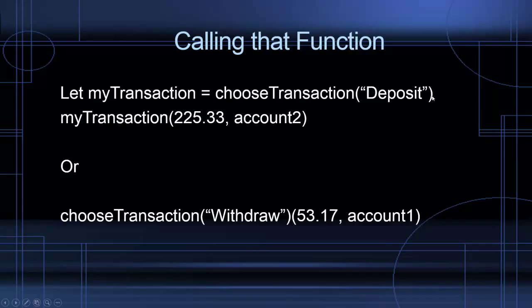So after this last parenthesis, it's now going to run the deposit. And then when the deposit runs, it's going to take 225.33, and it's going to deposit that in account 2. So that's a function wrapped up in a function, or a function calling a function.